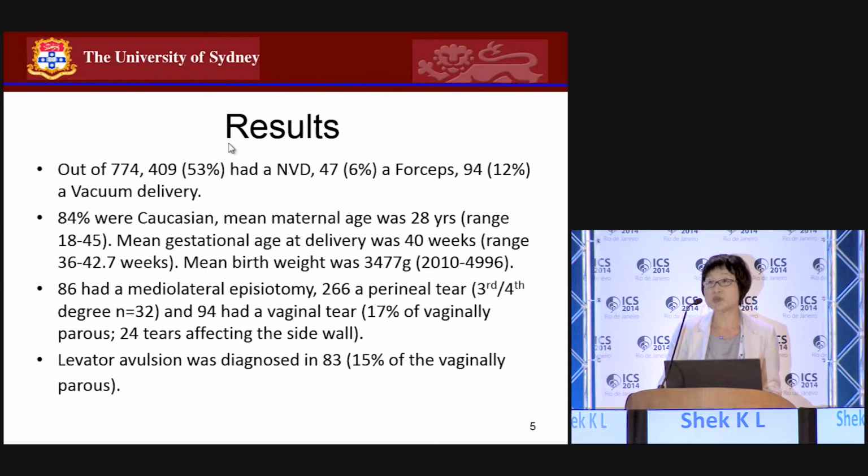266 patients had a perineal tear. Out of them, 32 had third and fourth degree perineal tears. 94 patients had a vaginal tear, with 24 involving the lateral side wall. Levator avulsion was diagnosed in 83 patients, which constitutes about 15% of all the vaginally parous women in this study.